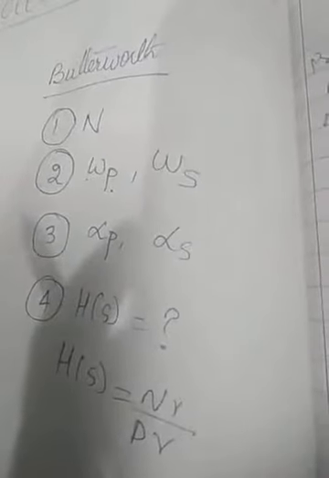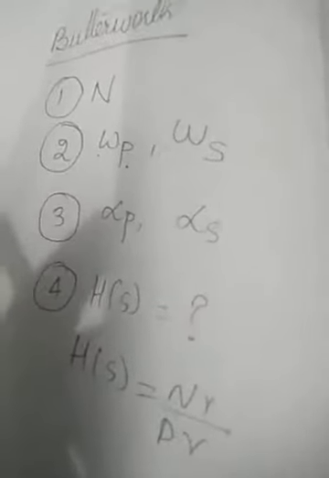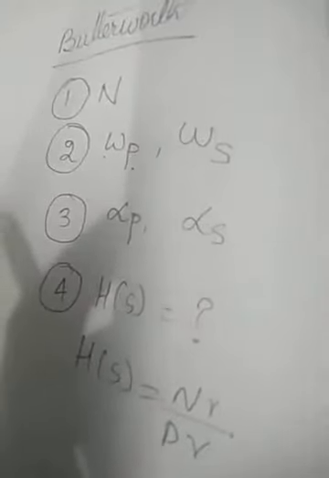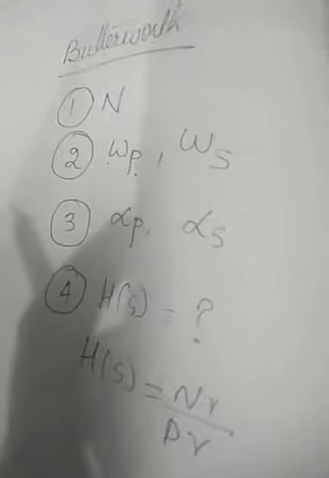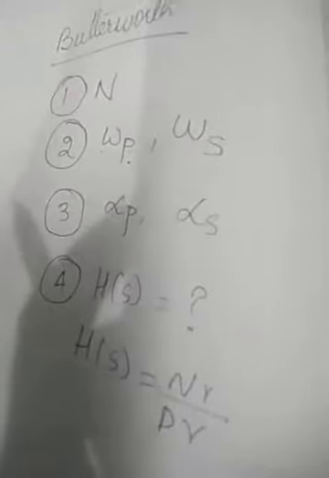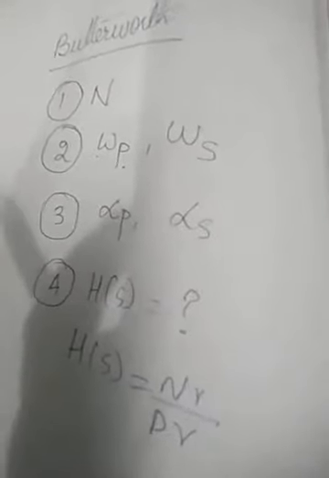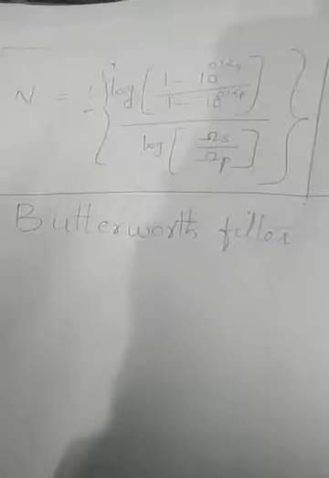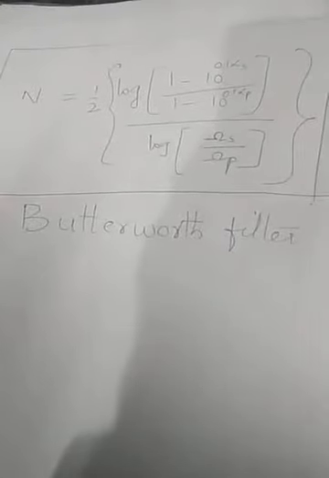Clear? So here, students, we have seen that in order to find the Butterworth, we need to consider these parameters. One is the order. Next is the frequency in the pass band. Second is the frequency in the stop band. Then the attenuation in the pass band and the attenuation in the stop band. If you know all these, we can find its transfer function H(s) equals numerator by denominator. In order to find the order of the filter, students, we need to use the n formula, right?